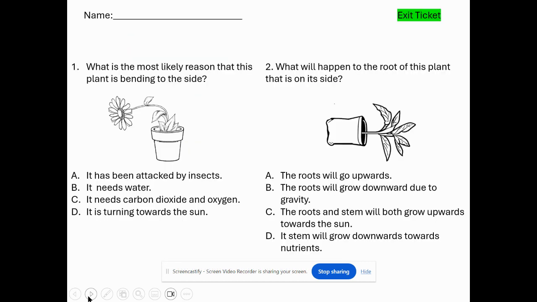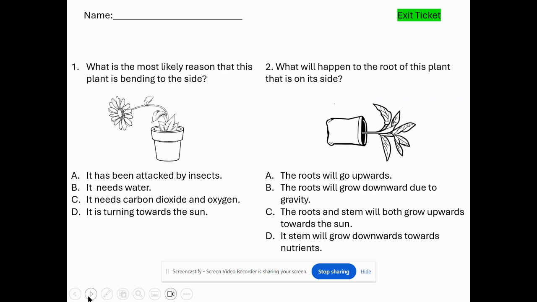All right, pause the video. See if you can answer these questions. Question 1, what is the most likely reason that this plant is bending to the side? A, it has been attacked by insects. B, it needs water. C, it needs carbon dioxide and oxygen. D, it is turning towards the sun.